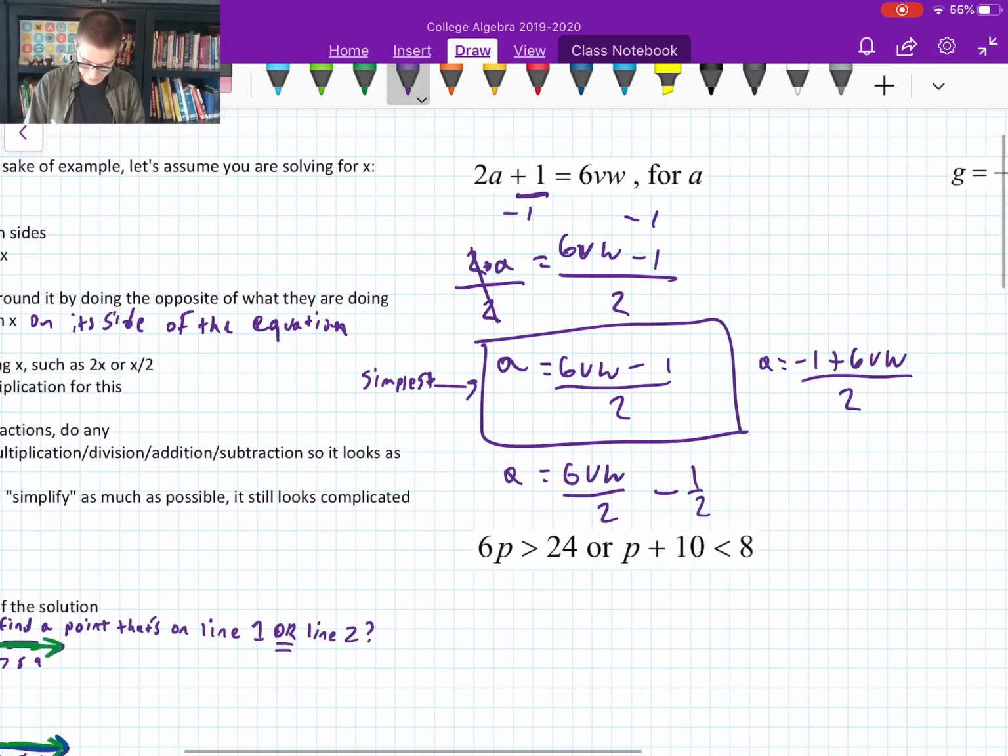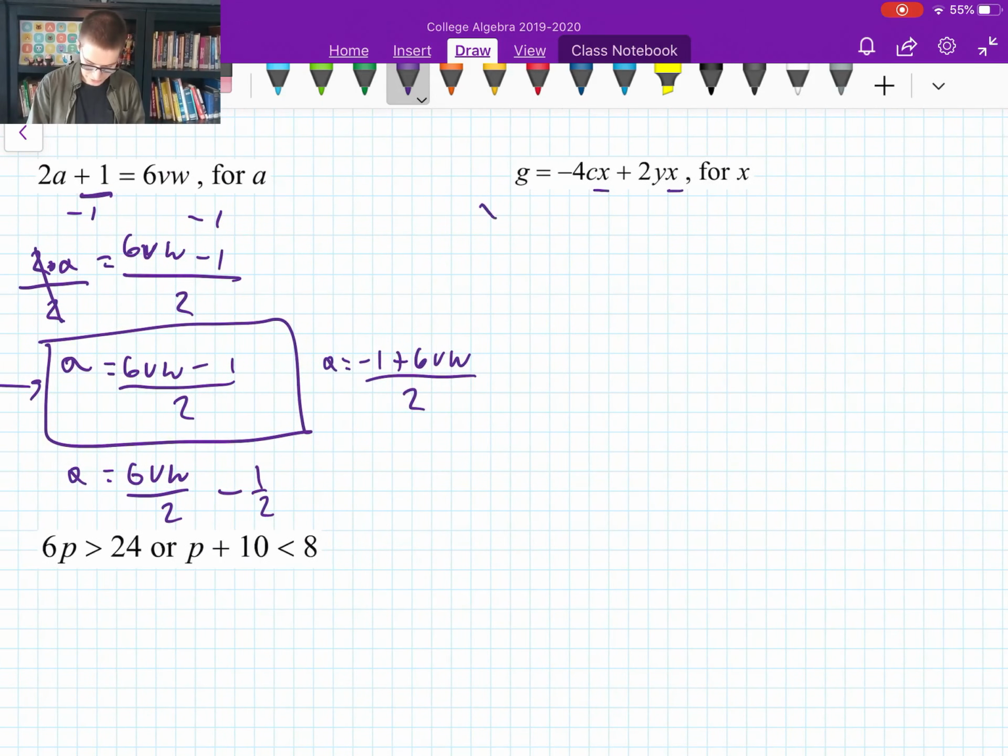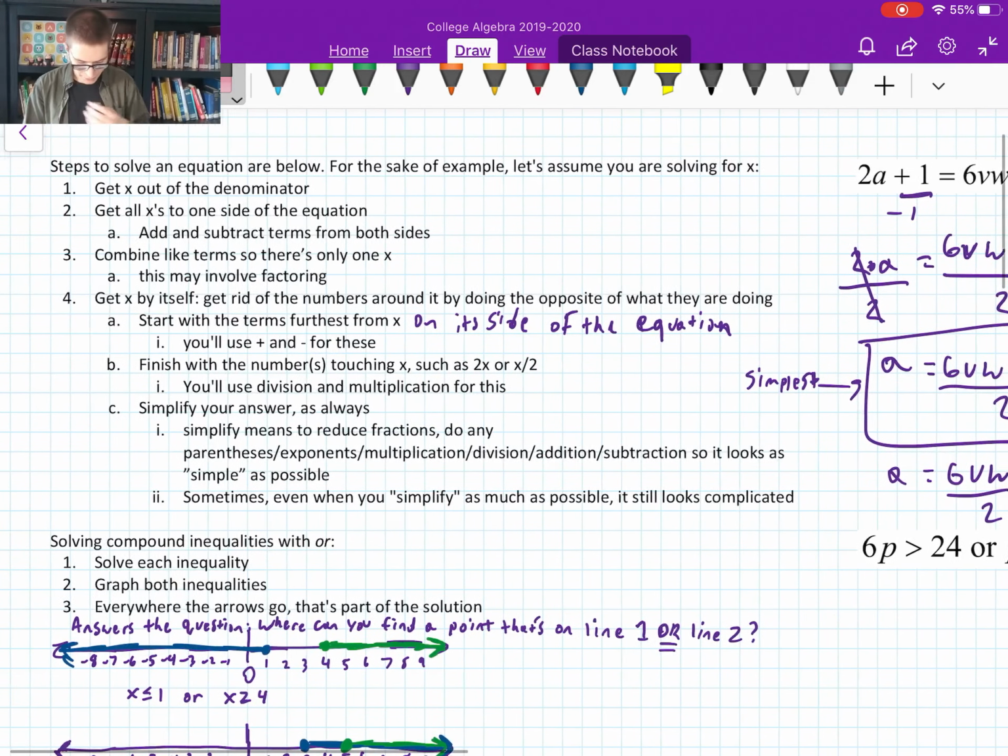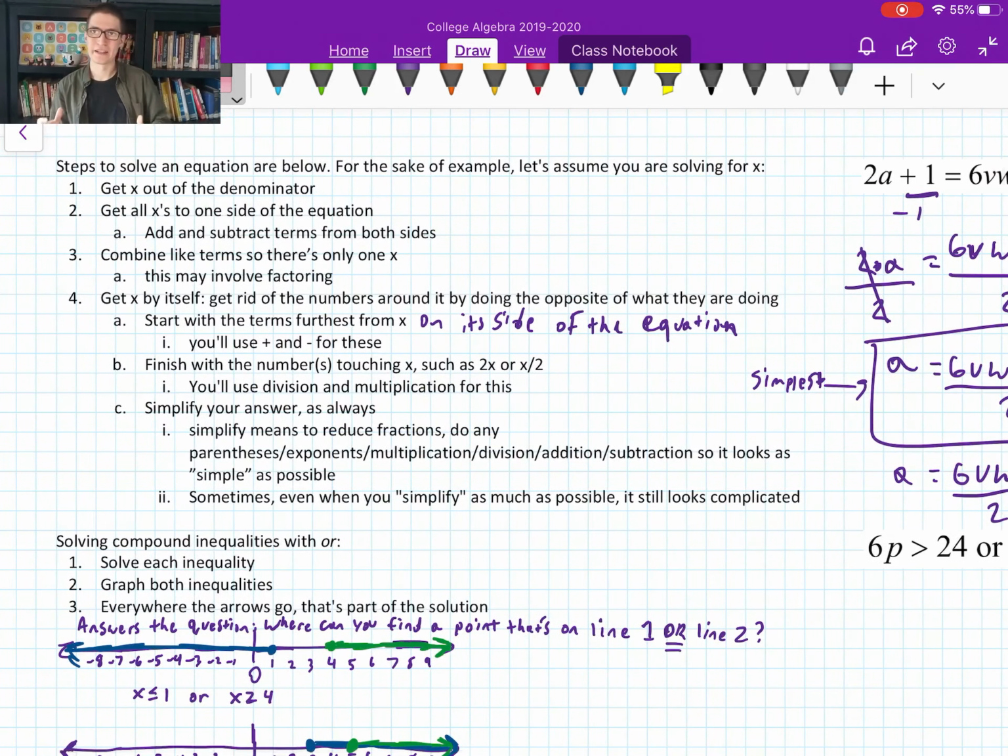If they were not on the same side of the equation, it would look like x plus g equals all of that stuff. Then we'd say, yes, that'd be something we need to work with because there's an x on the left side and on the right side, but that's not our case. They're both on the right side of the equation. So we'll go to step 3. Step 3 says, combine the like terms, so there's only one x, and this might require factoring.